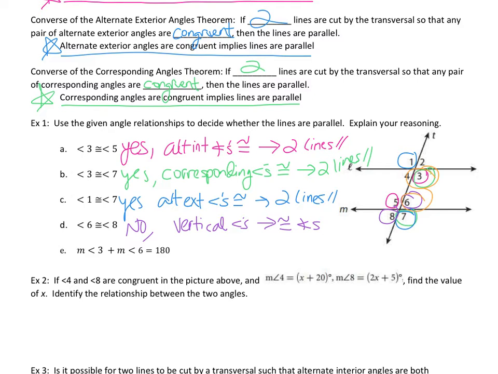If we add those together, they equal 180 degrees. So first of all, angle 3 and angle 6 are the same side interior or consecutive interior angles. And if these angles are supplementary, that is enough to tell us that we have two lines that are going to be parallel to each other. So this last one would be a yes.